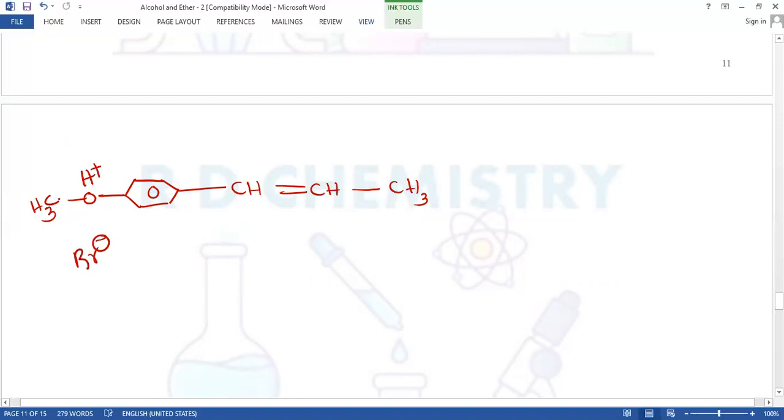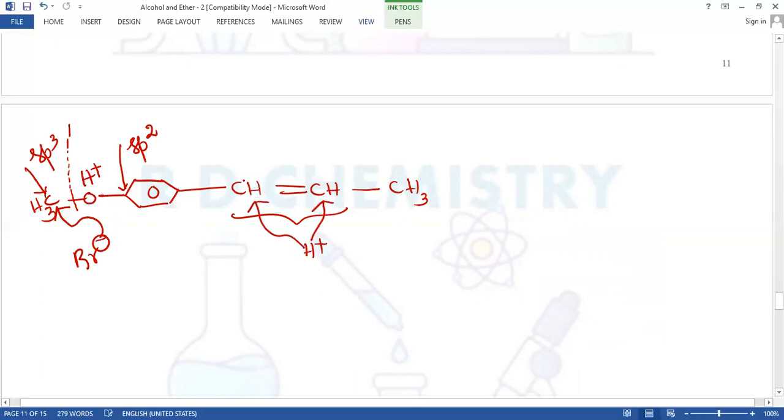Br minus should attack which carbon atom? This carbon atom is sp3, and this benzene carbon is sp2. It generally attacks the sp3 carbon atom easily, and the bond breaks here. Now, what about the alkene? H plus can go to this carbon atom or to that carbon atom, because both carbons have the same number of hydrogens.